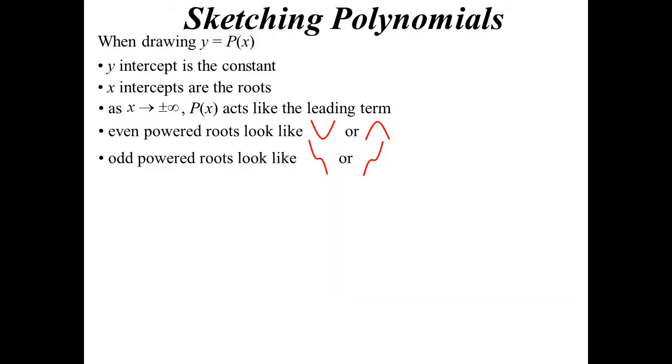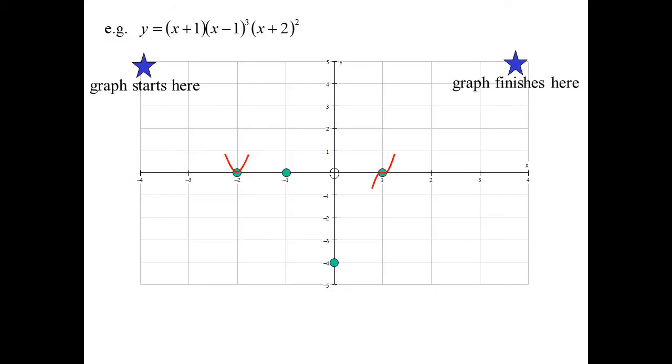The odd powered ones, other than power of 1, will inflect like the cubic. So we've got a power of 3 there at +1. We know it's finishing over there, so it must come through with that sort of shape. Now, -1, it's going to cut like a straight line because it's just a linear factor.